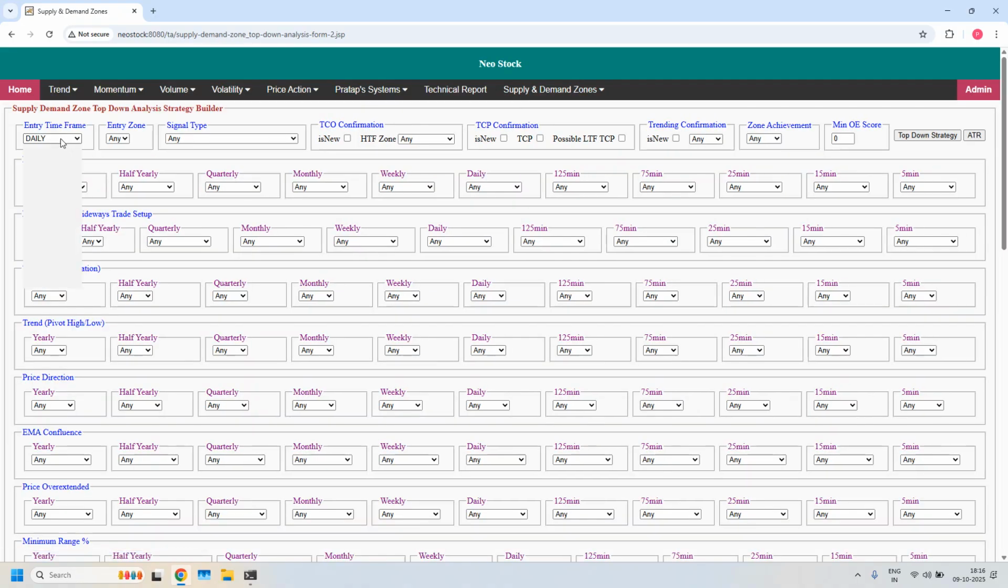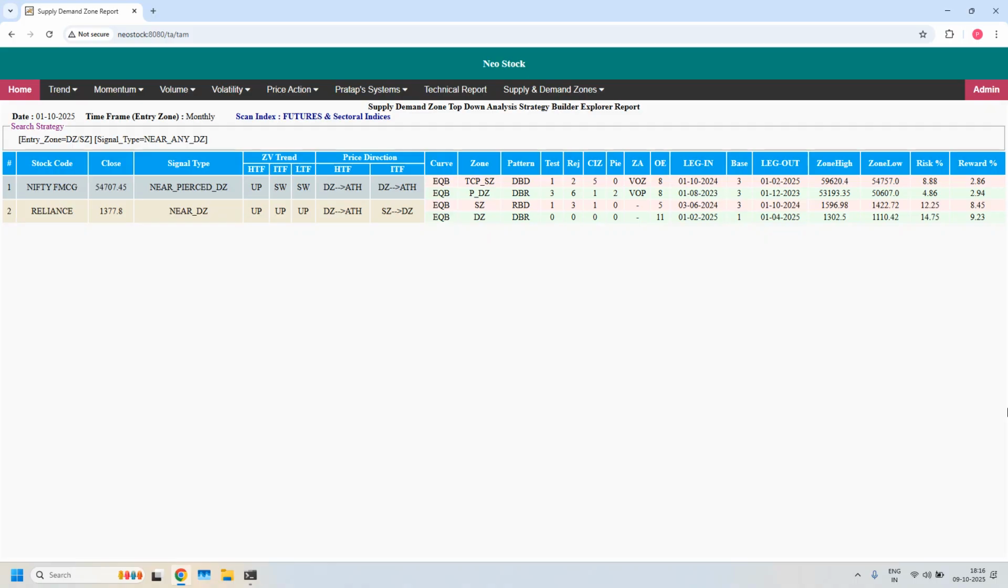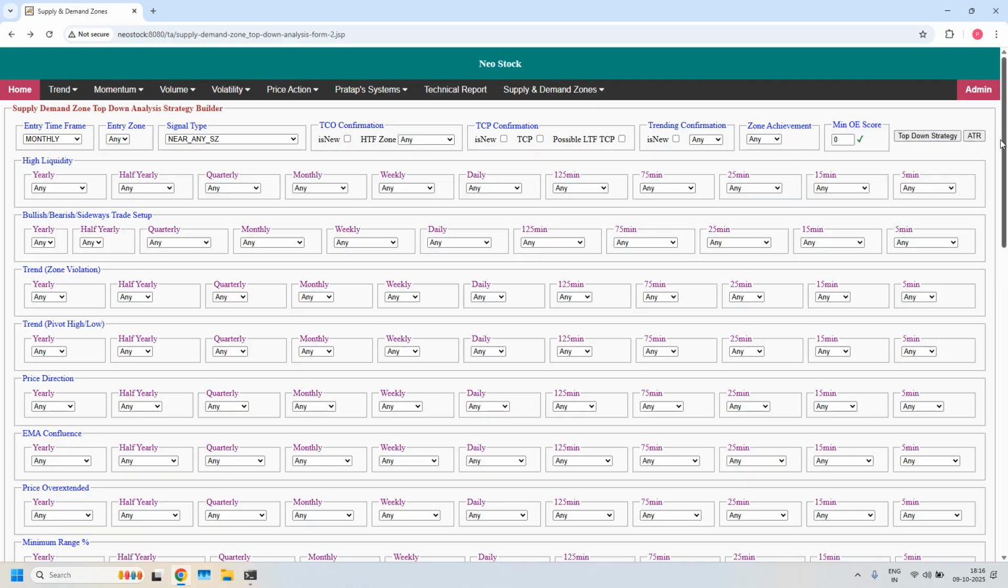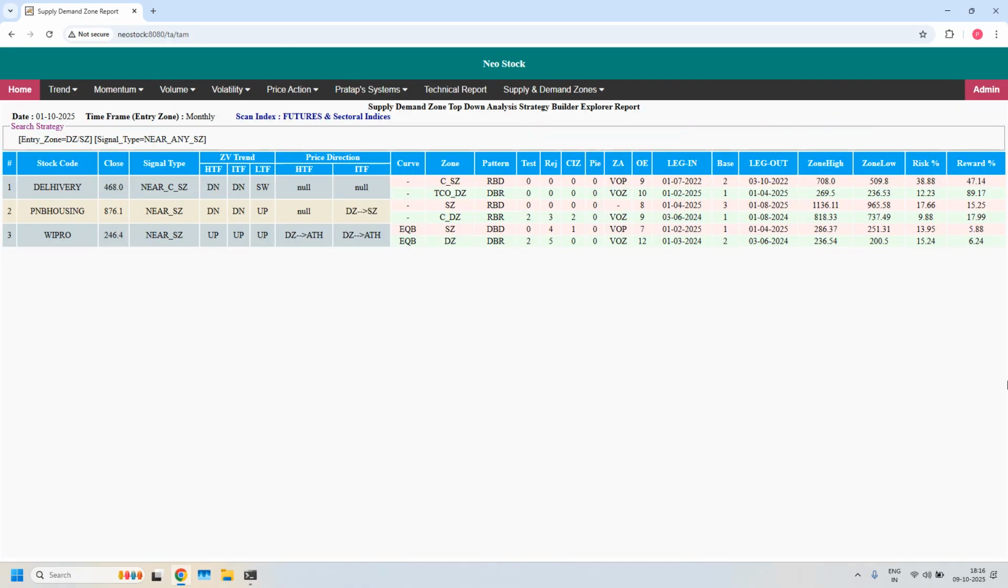Next time frame is monthly. Stocks near monthly demand zone, we got 2 stocks. Next, stocks near monthly supply zone, we got 3 stocks.